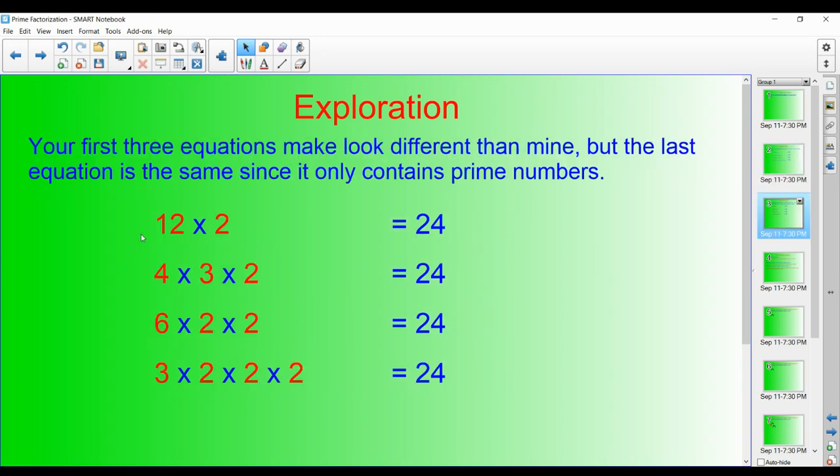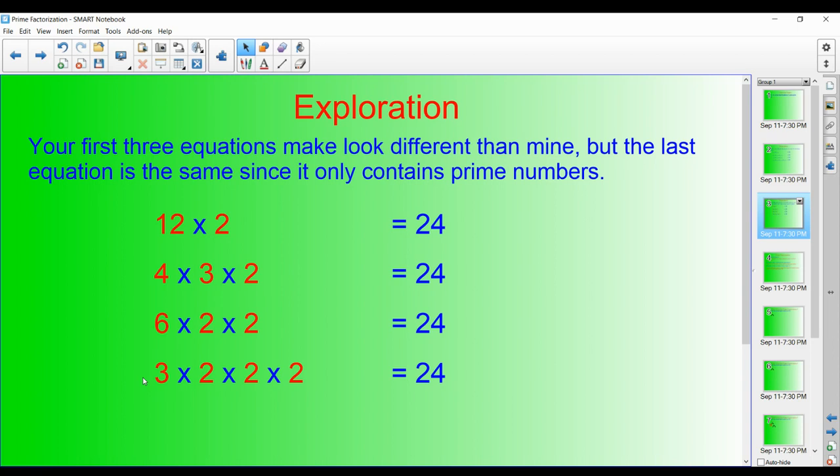So the top one, I came up with 12 times 2. The second one, I came up with 4 times 3 times 2. You could also do 6 times 2 times 2. And then the bottom one is guaranteed to be 3 times 2 times 2 times 2. Now the order can be different, but you're going to have a 3 and three 2's.